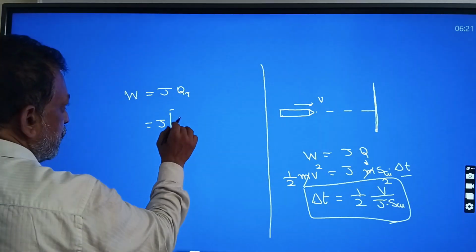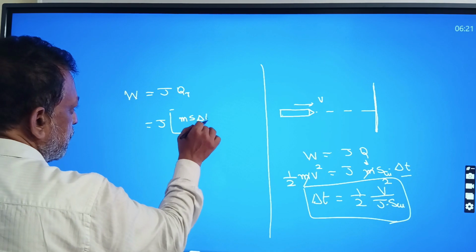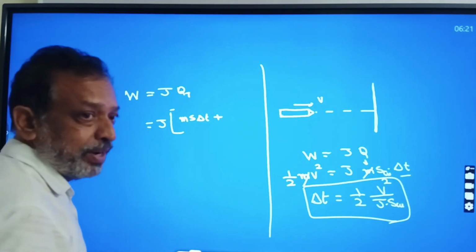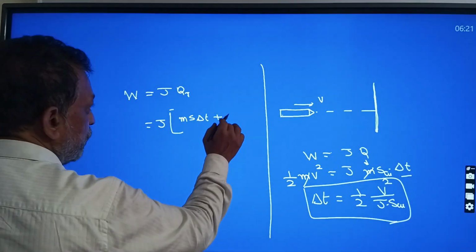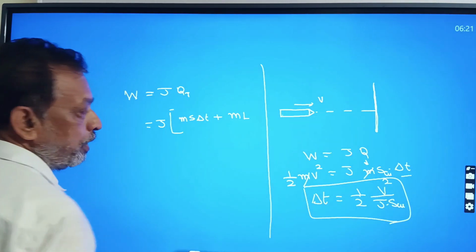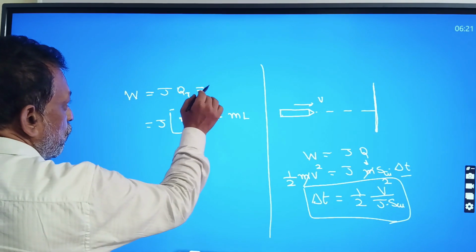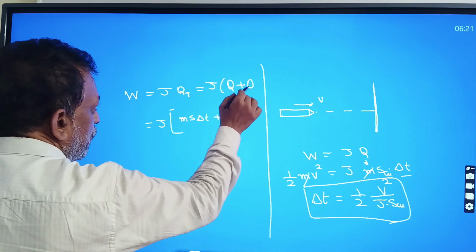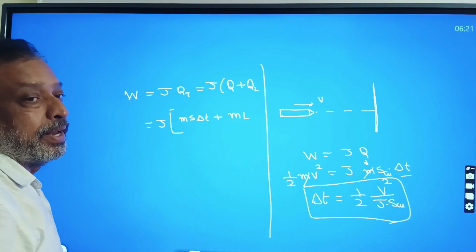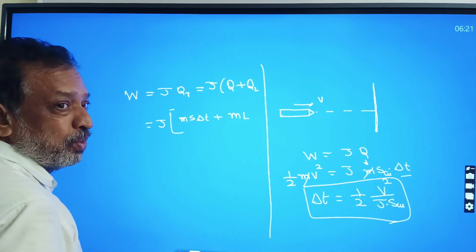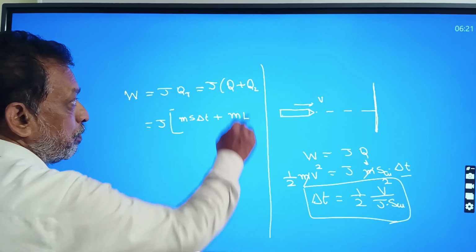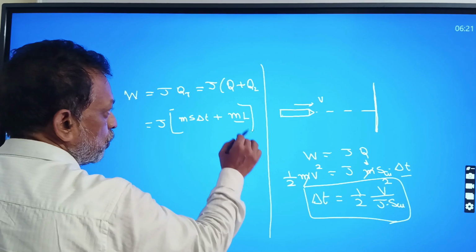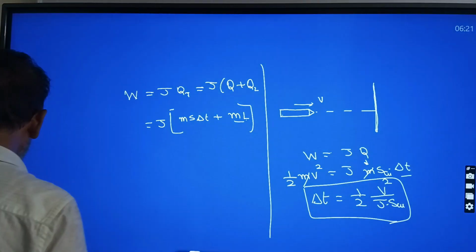So Q has m s delta T, the rising temperature, and it changes from solid to liquid. Then we write Q in terms of m L. Otherwise, this is equal to J into Q plus latent heat. Q is equal to latent heat. Then we are applying this. So latent heat is this much. We call it solid to liquid conversion. Now remaining everything is the same.